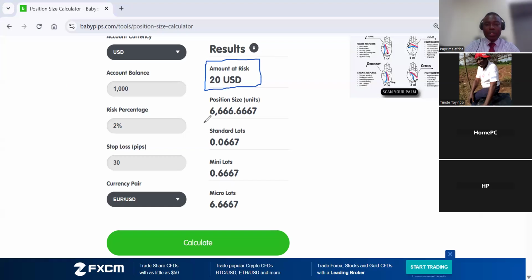And for you to risk $20 per trade, it means the recommended lot size you should trade with will be 0.0667 lots, which you can approximate to 0.067 lots or 0.07. That's the highest level you can approximate it. 0.07 lots is what will give you a risk of $20 per trade.